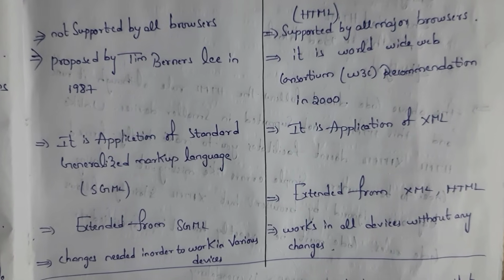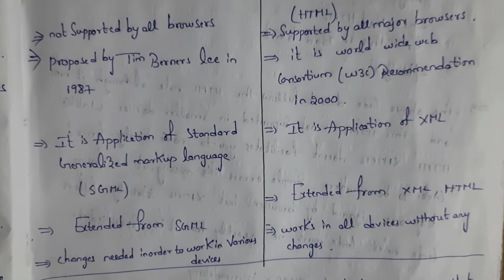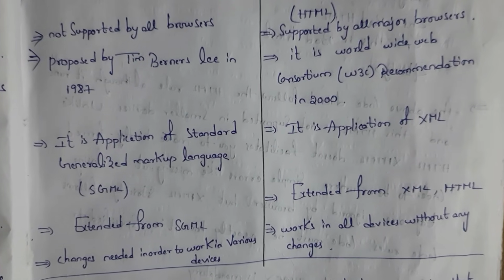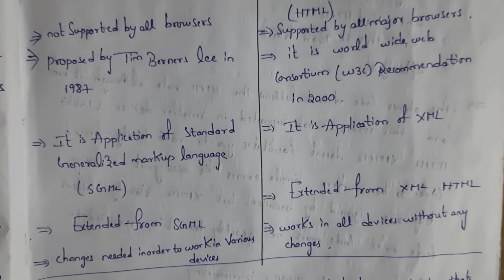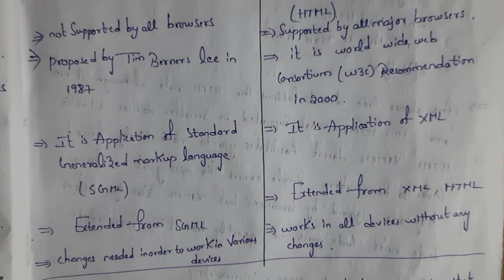In order to work HTML in all devices, we need to perform some changes. But XHTML is supported by all devices, there is no need to make changes because XHTML is supported by all devices. These are the differences between HTML and XHTML.